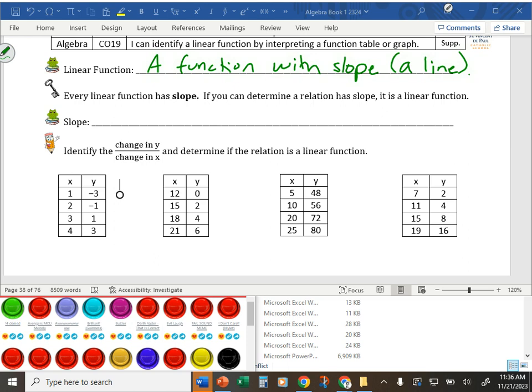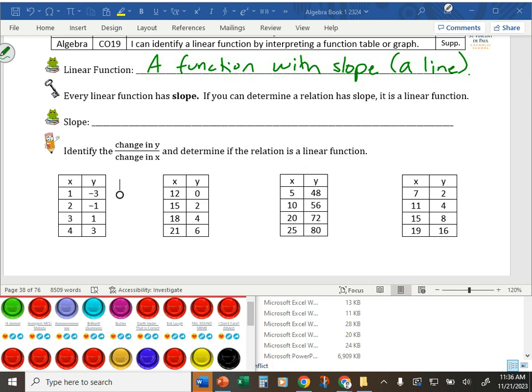So, linear functions and slope go hand in hand. Every linear function has slope, and this is the key here. If you can determine a relation has slope, that's how you determine whether or not it's a linear function. If slope exists, it is a linear function. If slope does not exist, it is not a linear function. A linear function must have slope.